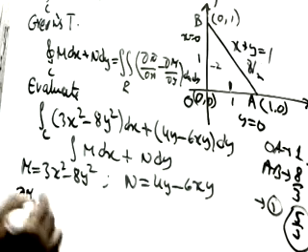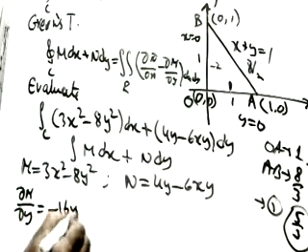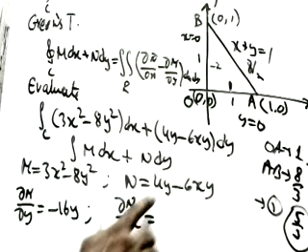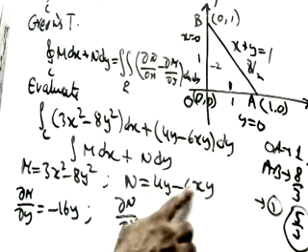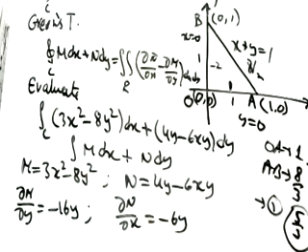So we have to find dou M by dou y. With respect to y, we don't have y here, so 0. Y square gives 2y, so minus 2 into 8 is minus 16y. Dou N by dou x: with respect to x, we don't have x here. X gives 1, and 1 into minus 6y is minus 6y.